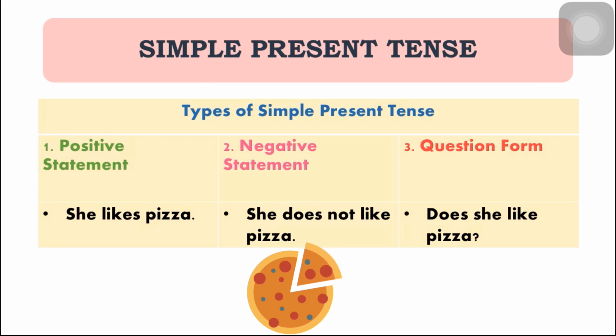The third one is question form, for example, does she like pizza? But today, we're only going to learn simple present tense in positive statement.